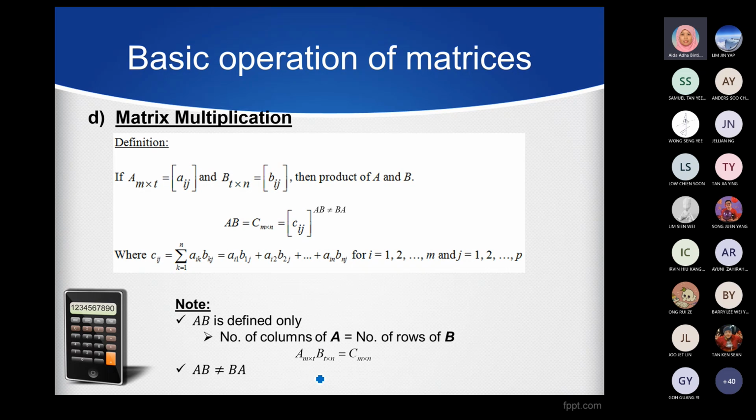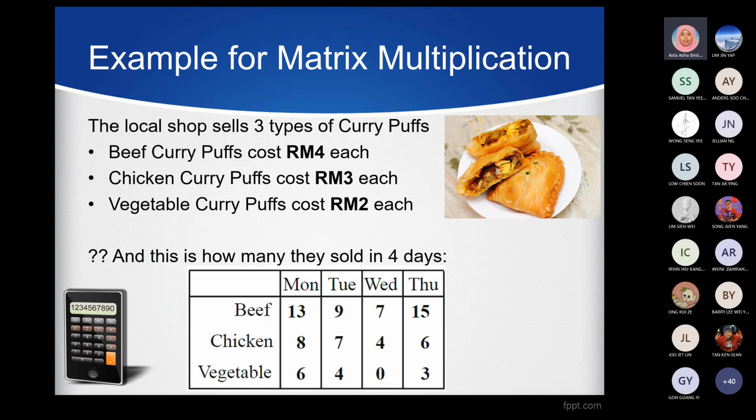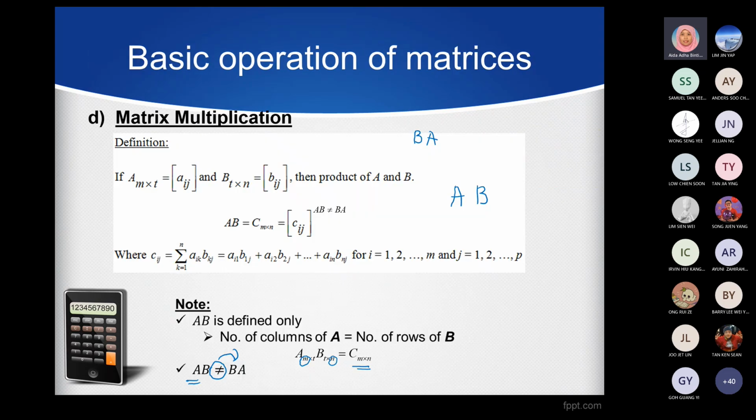So you can see this is A multiplied with B, so you will have the matrix C here, M multiplied with N. You ask me, Miss, can I multiply B, put it in front and multiply with the matrix A? No, the answer that you get will be wrong. So make sure you put the matrix A in front first and multiply with the matrix B, because the answer here is not the same. Okay, so this is just the basic operation for the matrices.